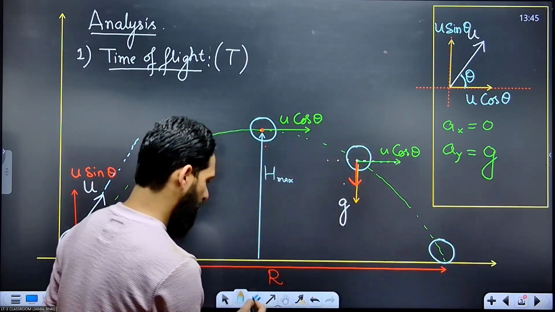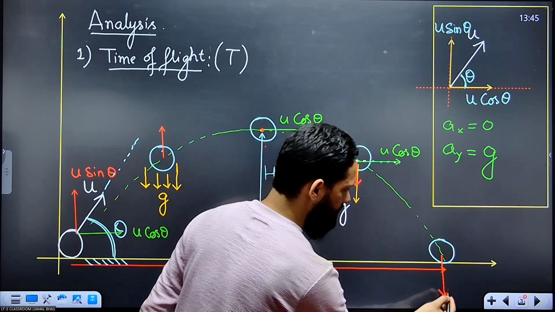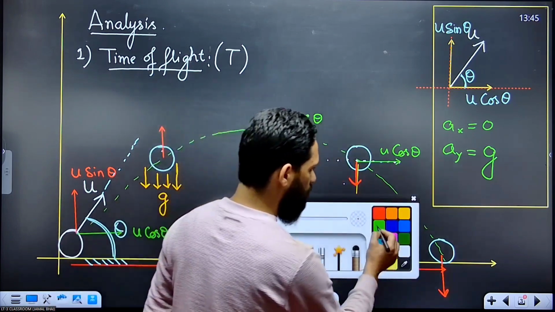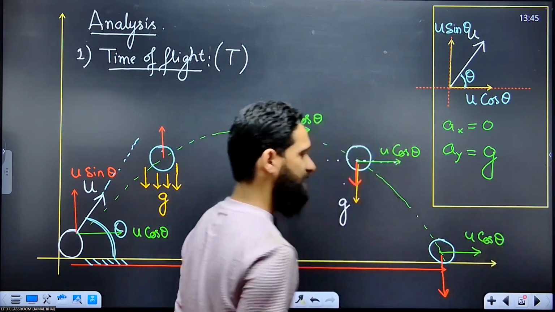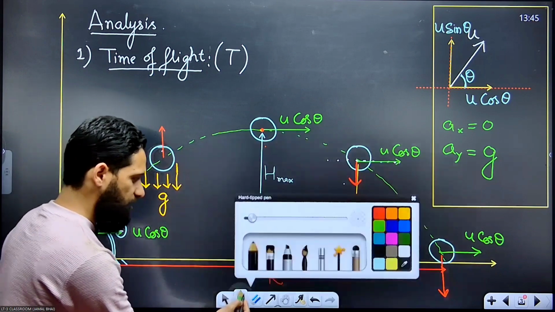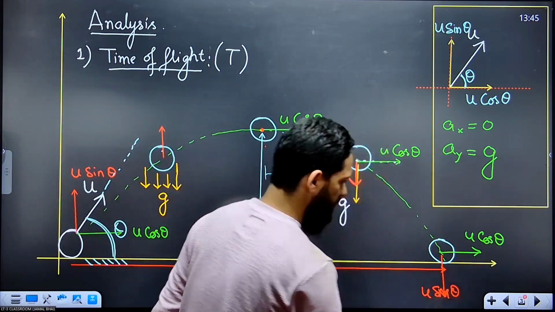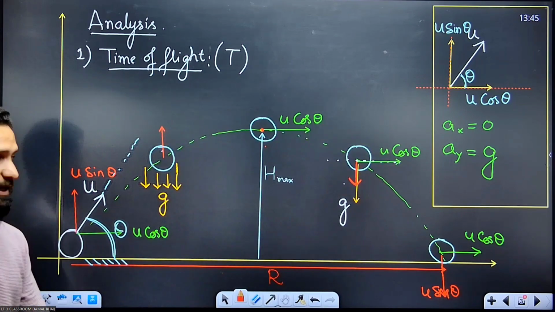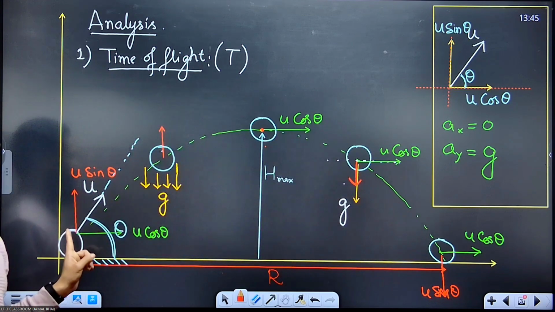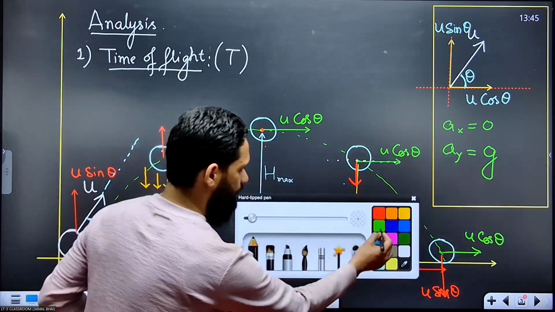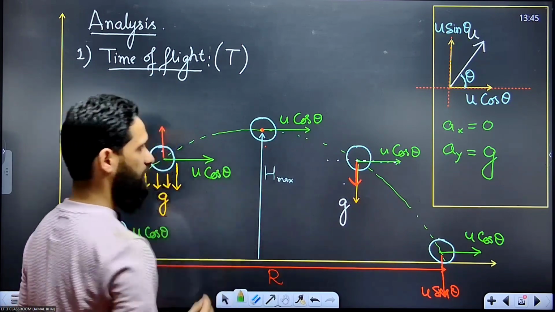ground it will gain all its u sine theta component. And we already know that it was having u cos theta in the x-axis without any change, and the u sine theta will again be gained by this body at the point of landing. Okay, so this is the velocity vector analysis of the body. Anywhere we see that u cos theta is not going to change.